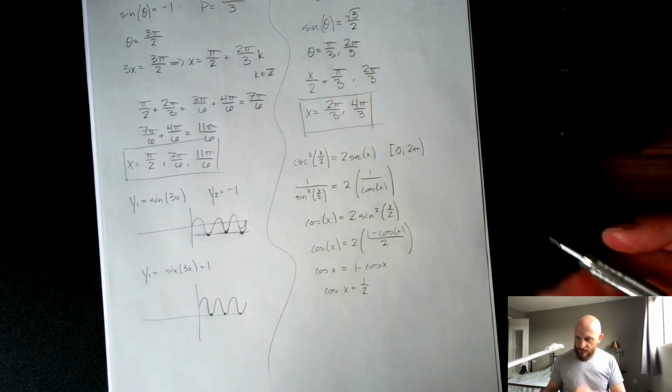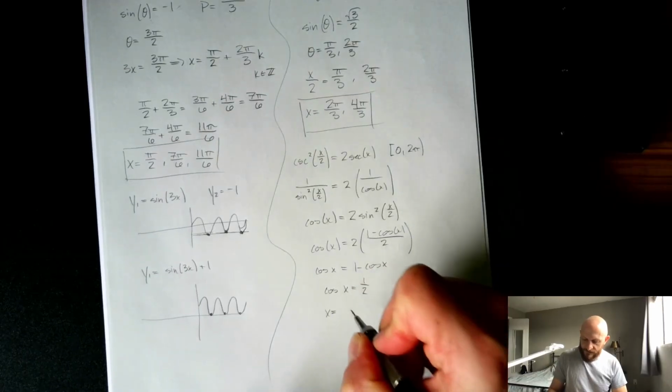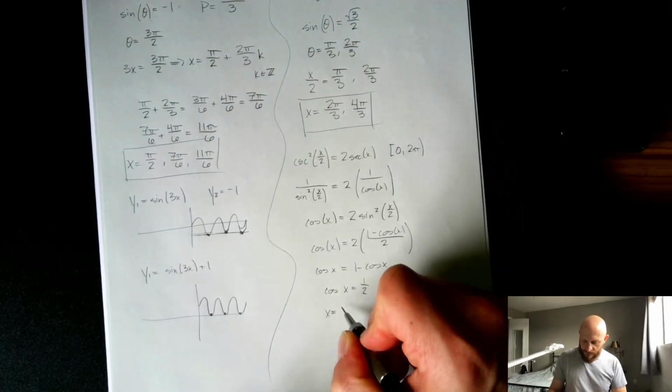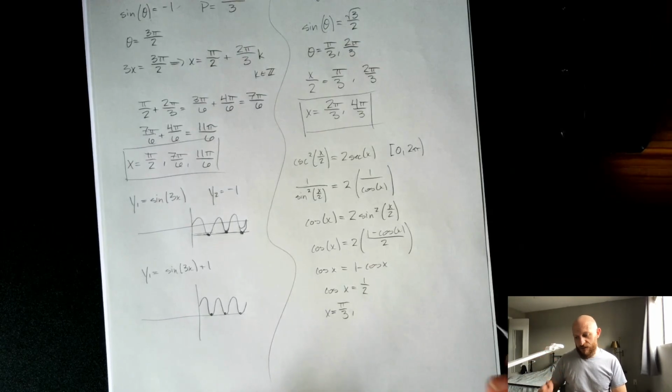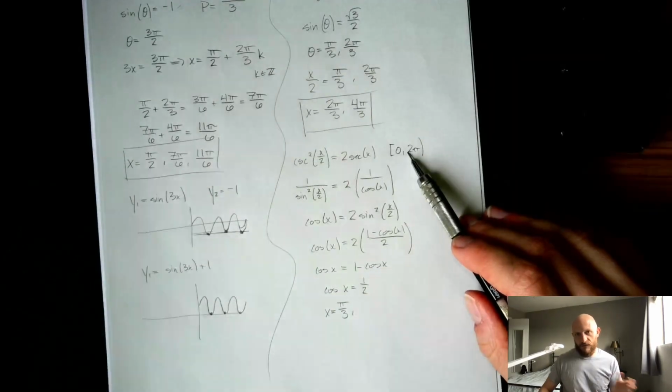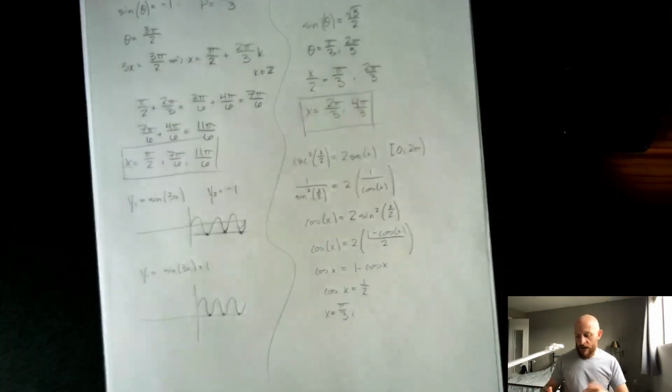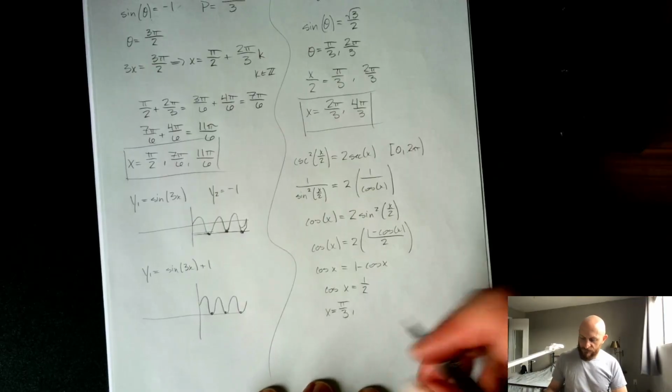Well, cosine of x equals 1/2 at x equals pi over 3, and negative pi over 3, but we want our solutions between 0 and 2 pi, so 2 pi minus pi over 3, which is 5 pi over 3.